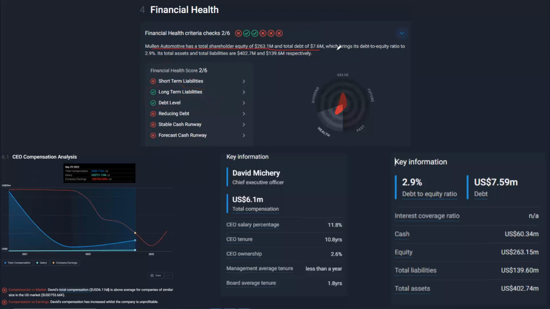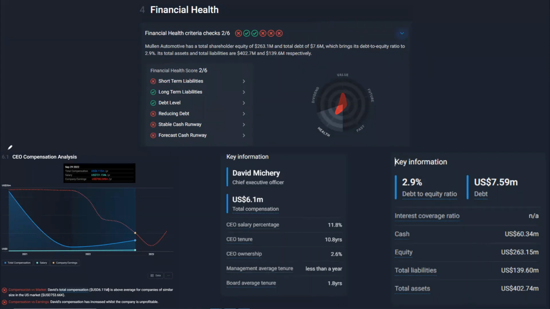Mullen Automotive has a total shareholder equity of $263 million and a total debt of $7.6 million, which brings its debt to equity ratio to 2.9%. Its total assets and total liabilities are $402.7 million and $139.6 million, respectively, right? And it even goes deeper into that, and you can start looking at some of the compensation of the CEO and some of the other employees.